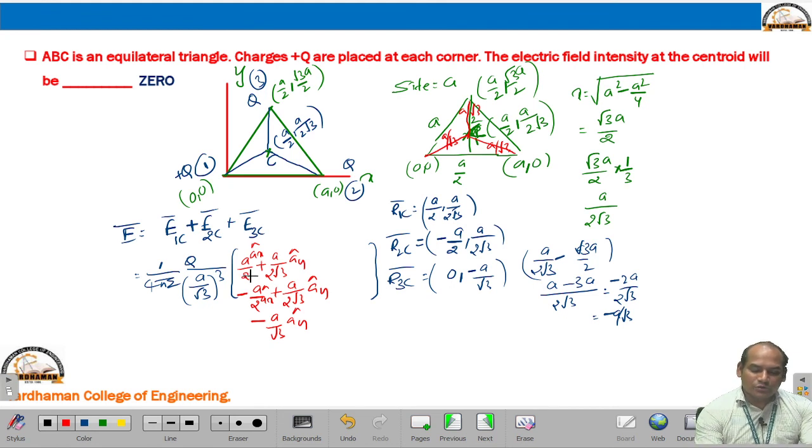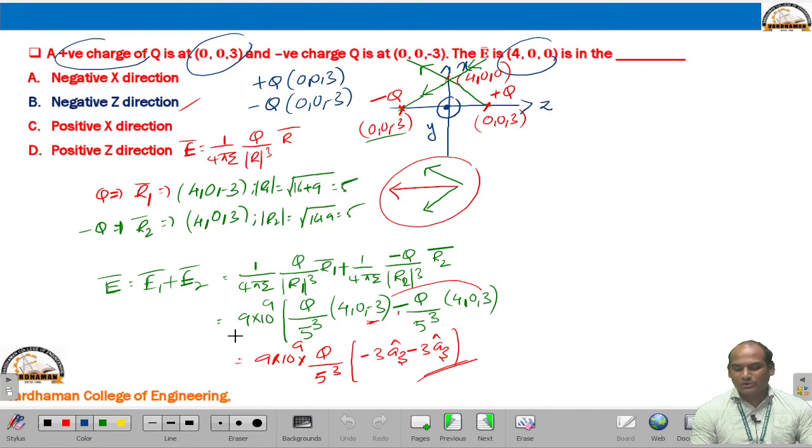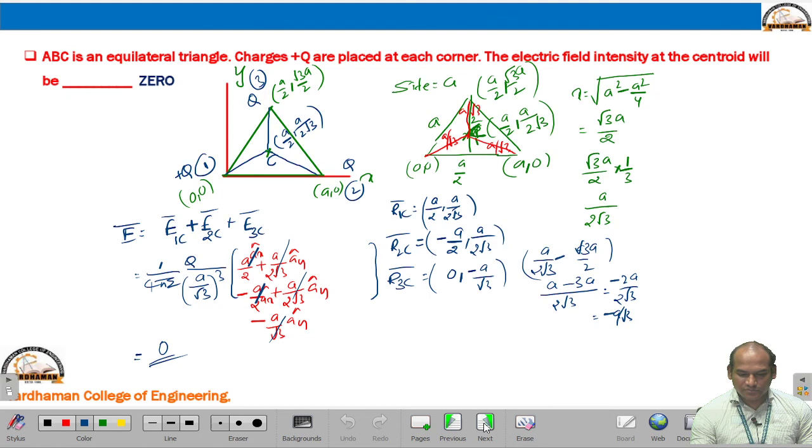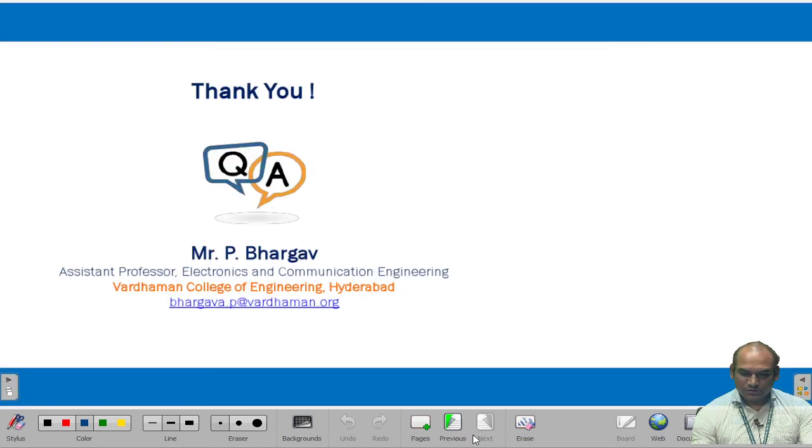So A by 2 ax cap and minus A by 2 ax cap will cancel. Next, A by 2 root 3 plus A by 2 root 3 means A by root 3 ay cap, and the minus A by root 3 ay cap cancels these. So nothing is left, 0 into something is 0. So we have proved that the electric field at the centroid due to the 3 charges at the corners of the equilateral triangle is 0. Thank you.